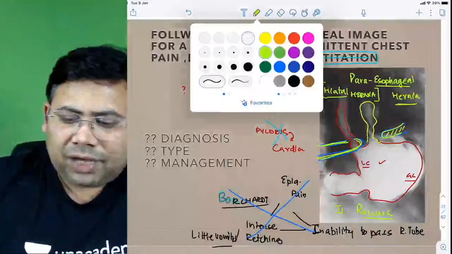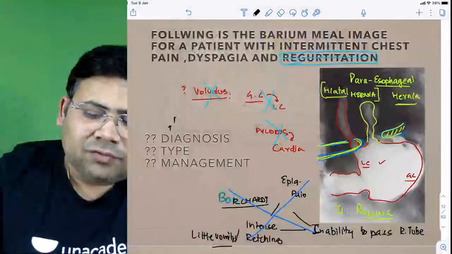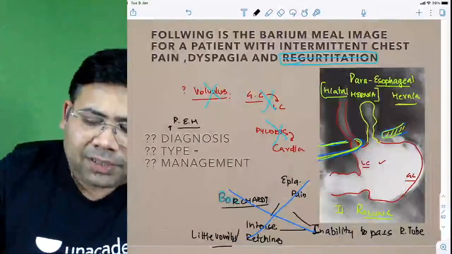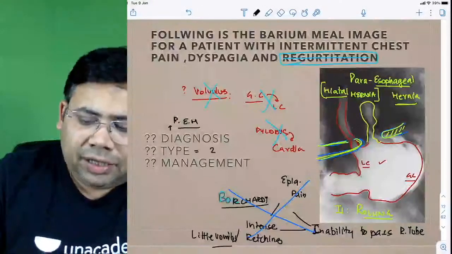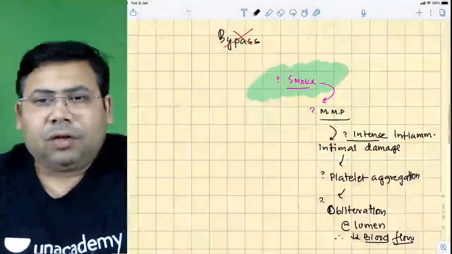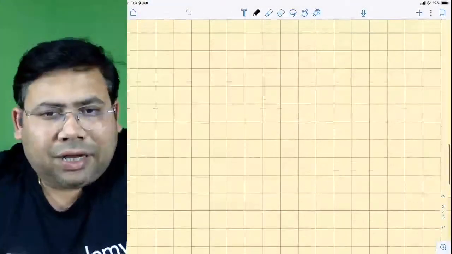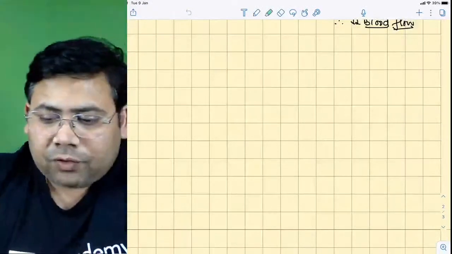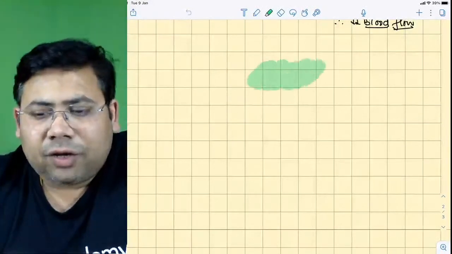So the diagnosis we have is that this is a case of paraesophageal hernia. What type is it? Type 2 it is. Let us talk about the management. Before that, I will take 4-5 minutes and we will quickly revise a beautiful concept of paraesophageal hernia also.